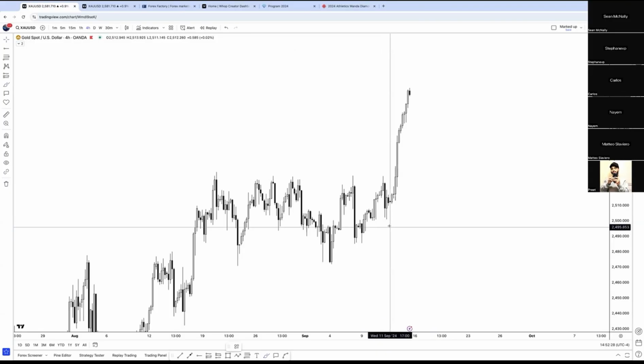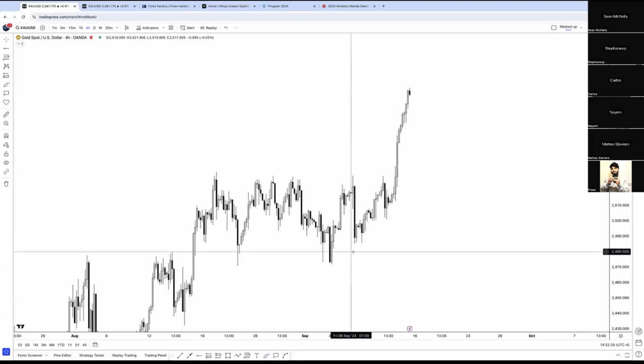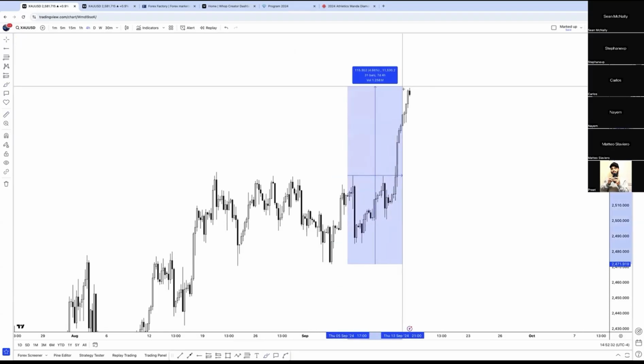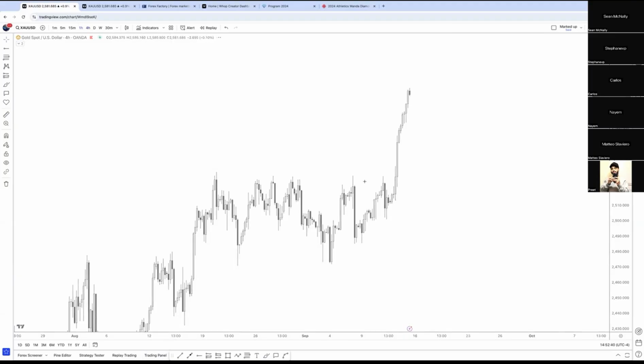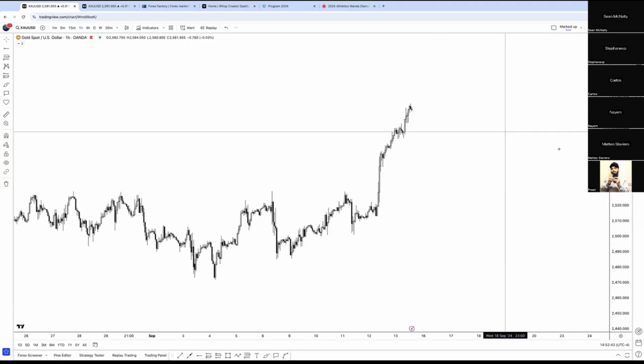Let's be logical here. We just had, look at this move to the upside. Over 1,100 pips to the upside. I have zero clue where this thing's going right now. So, please, do not be trading gold at the moment.